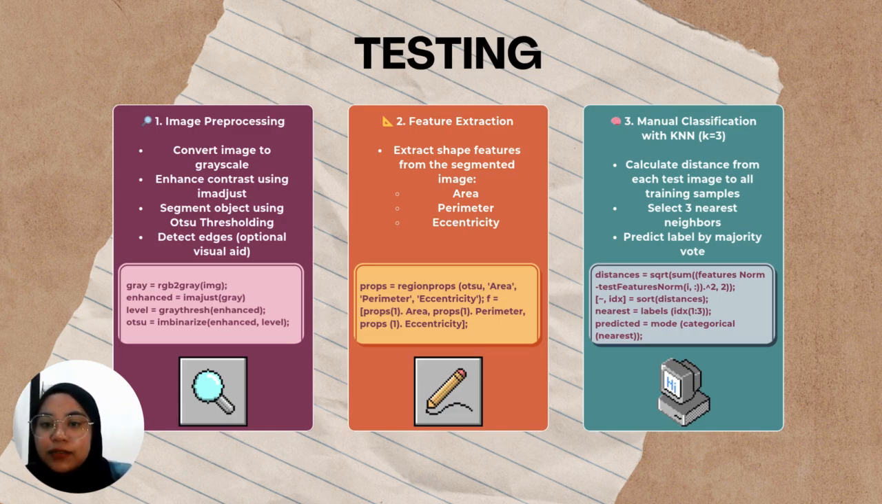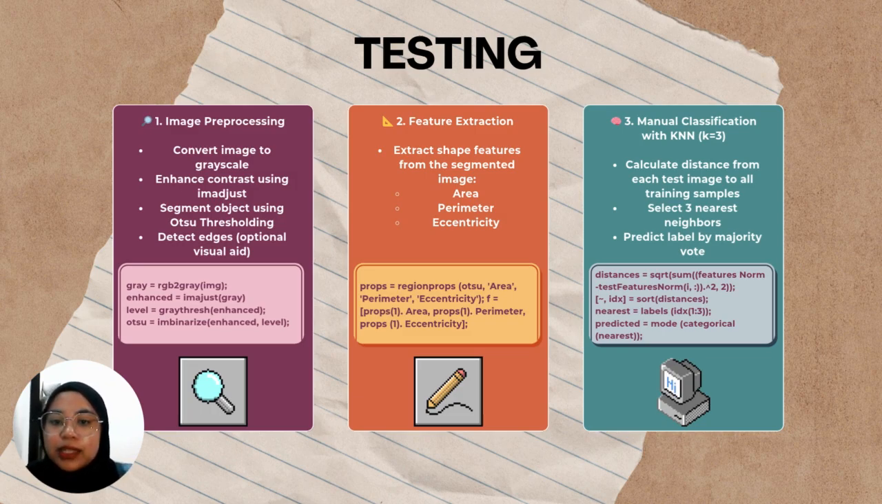Next, in the feature extraction stage, we focus on calculating morphological features from the segmented binary image. These include the insect's area, perimeter, and eccentricity. These features are extracted using the regionprops function, which provides critical information about the object's shape. These descriptors help to differentiate between bees and butterflies.